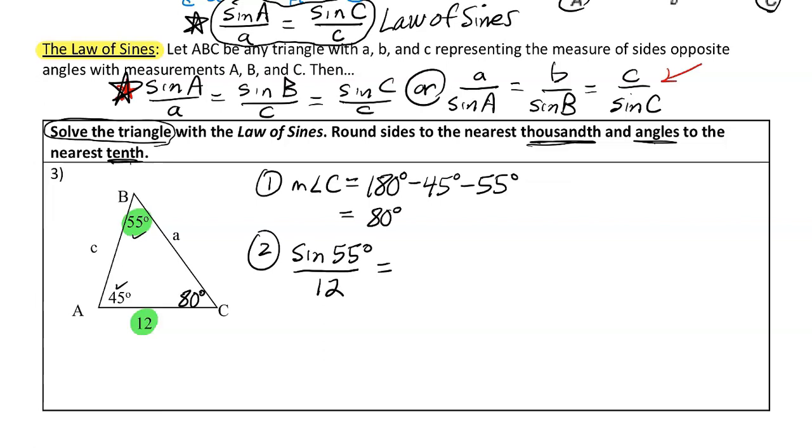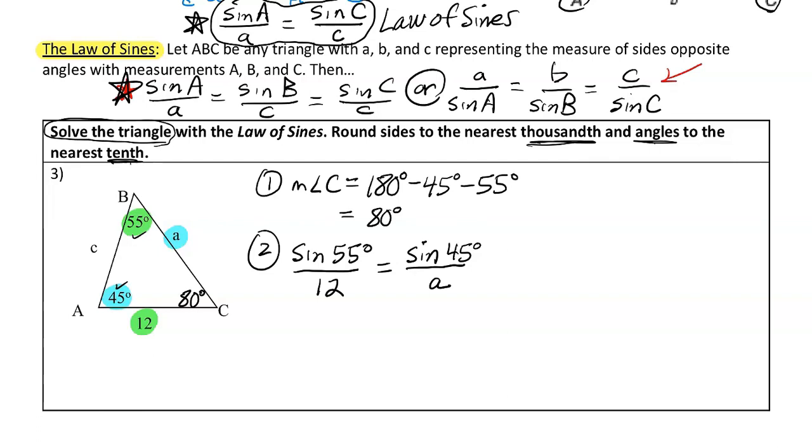After that, we need another fraction. It's going to be sine of some angle, and really you could pick either one. So since we're given 45 here, we'll use 45. And now I need the side opposite of 45. Well, that's side A that I'm looking for. So I'm going to put a little A right here. And then we solve this.